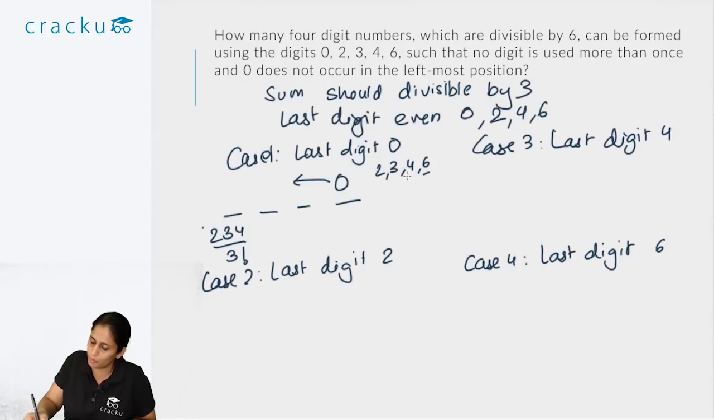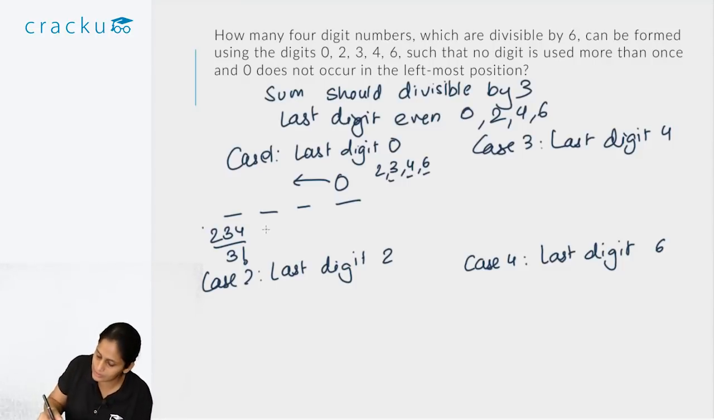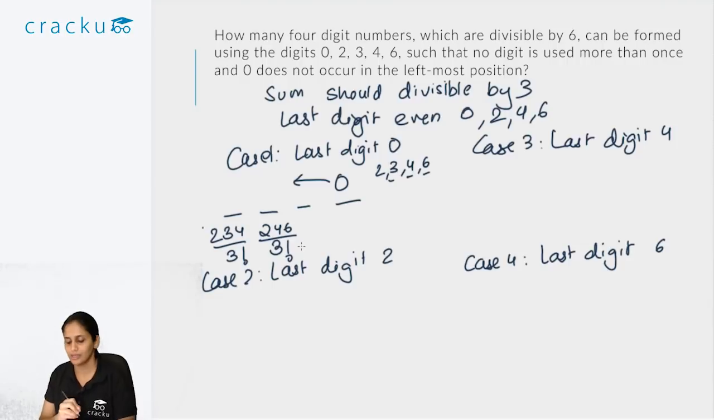Now suppose we drop 4. The digits are 2, 3 and 6, and the sum will not be divisible by 3. Now suppose we drop 3. So the numbers are 2, 4 and 6, and with 0 the sum is 12, which is divisible by 3. So the digits can be 2, 4 and 6. Again, this will lead to 3 factorial numbers.